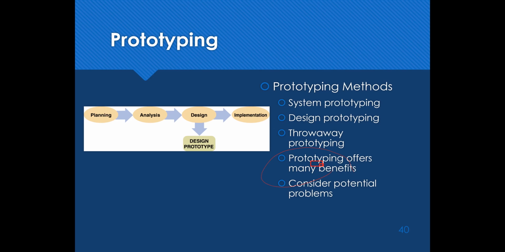For system prototyping, you prepare the prototype to simulate how the whole system works, but it doesn't really work. I mean, when you finish, you cannot really use that one. You have to develop the real one instead.